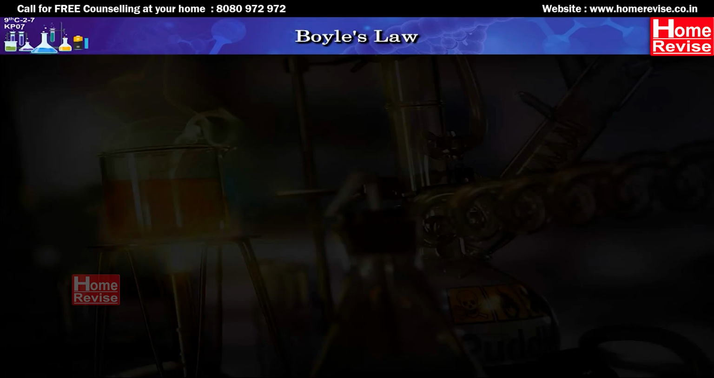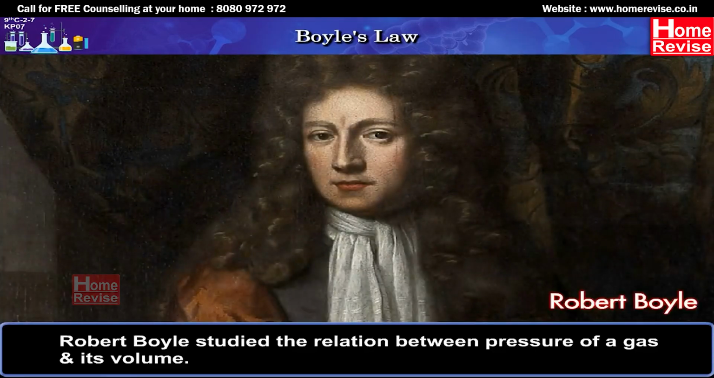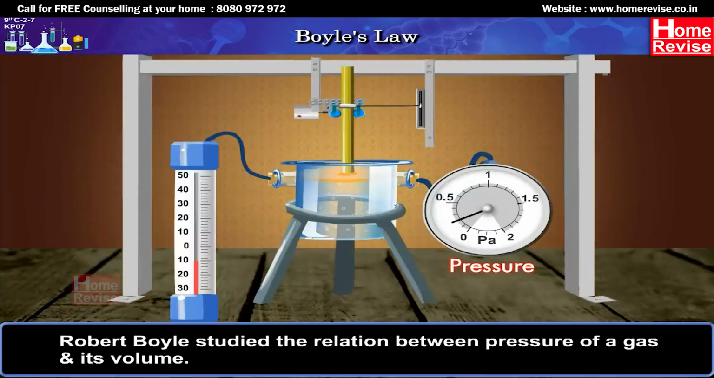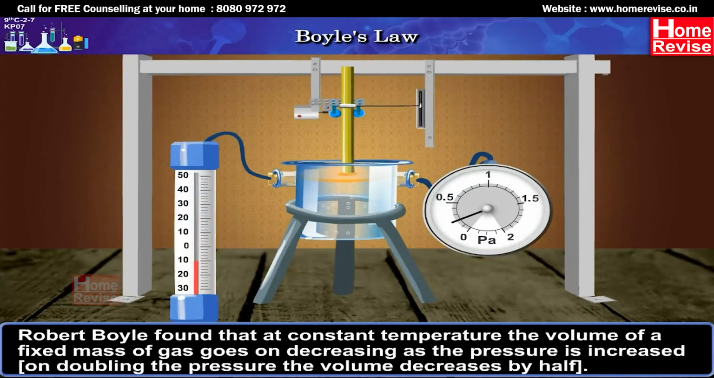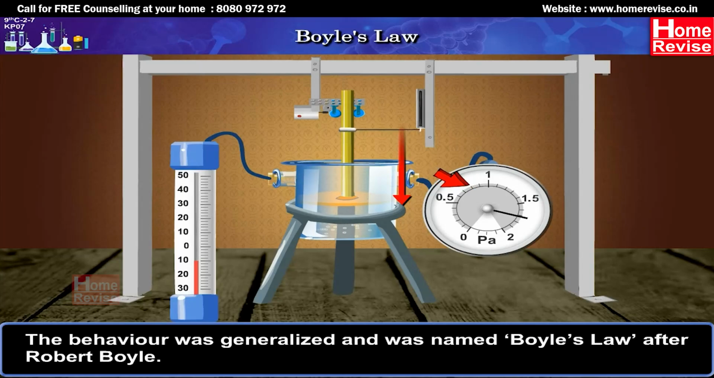Boyle's law. Robert Boyle studied the relation between pressure of a gas and its volume. Robert Boyle found that at constant temperature, the volume of a fixed mass of gas goes on decreasing as the pressure is increased. On doubling the pressure, the volume decreases by half. The behavior was generalized and was named Boyle's law after Robert Boyle.